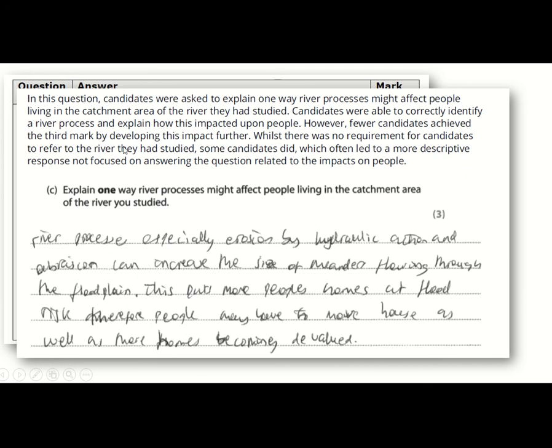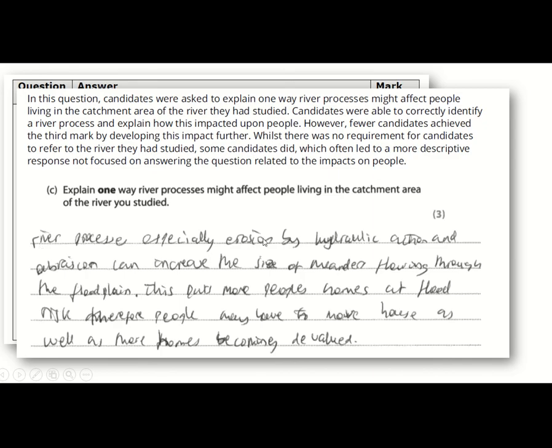Whilst there was no requirement for candidates to refer to the river they'd studied, some candidates did, which often led to a more descriptive response, not focused on answering the question related to the impacts on people. So this is actually being a bit contradictory. It's saying, oh, yeah, you need to mention the river you studied, but they're telling you that candidates that did say the river they studied were penalised, basically.